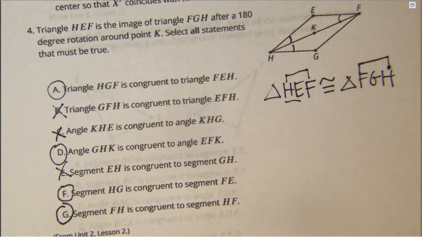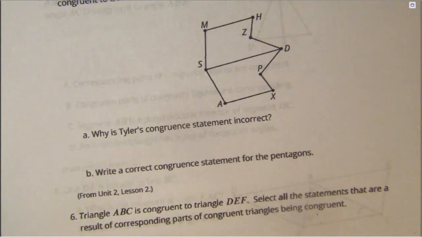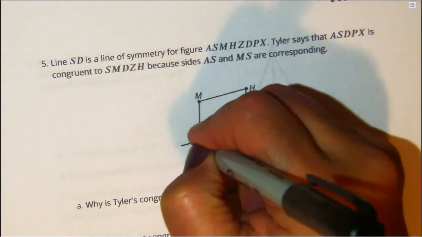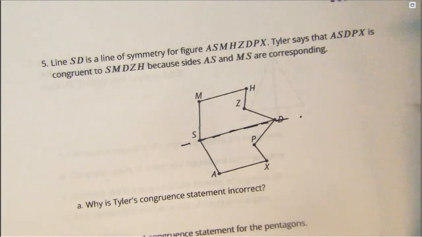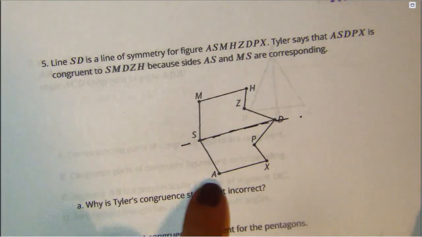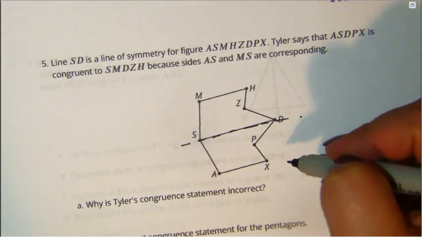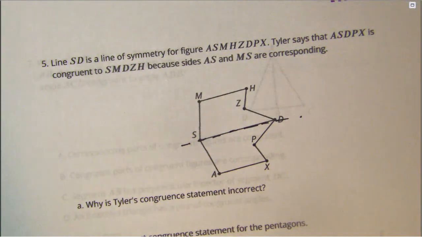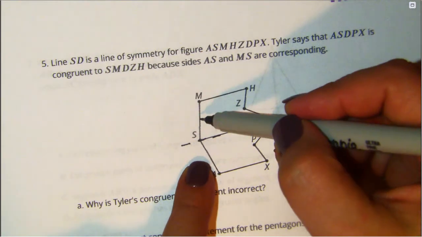All right. So this one was A, D, F, G. All right. Number 5. Line SD is a line of symmetry. So this line right here is a line of symmetry for this huge shape. Tyler says that ASDPX is congruent to SMDZH because sides AS and MS are corresponding.